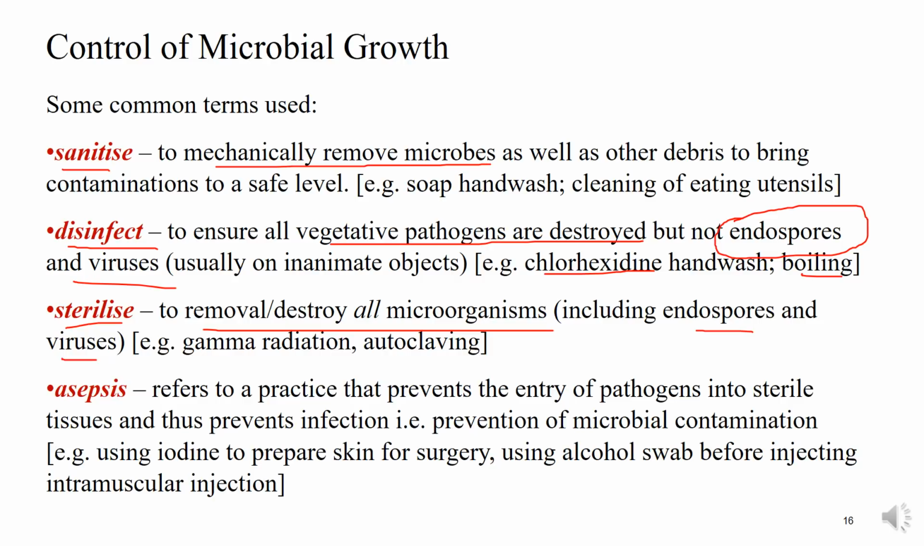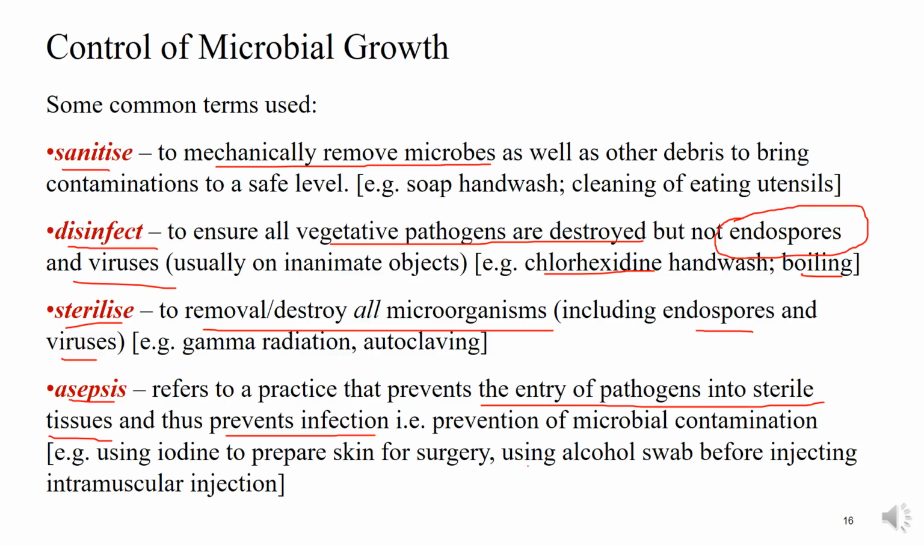Next, we look at asepsis. Asepsis refers to the practice that prevents the entry of pathogens into sterile tissues, and this prevents infections. An example will be using iodine to prepare skin for surgery. You remove the bacteria that's on the skin before an incision is made during surgery.